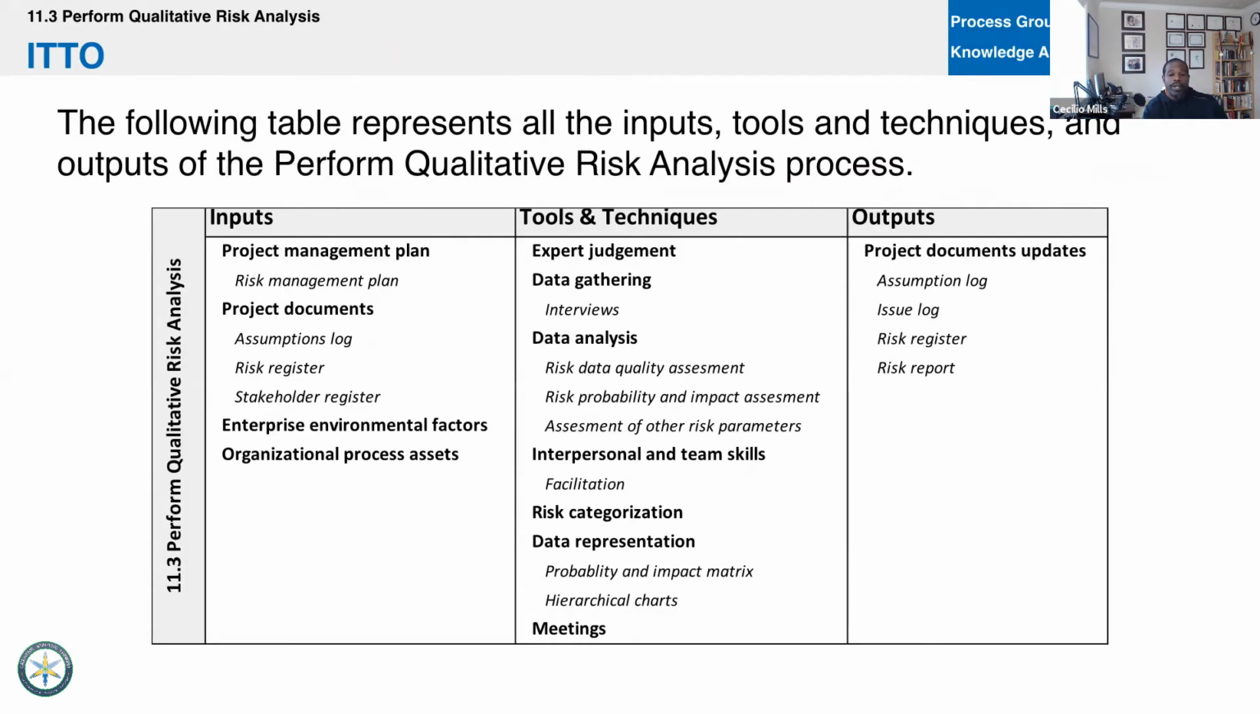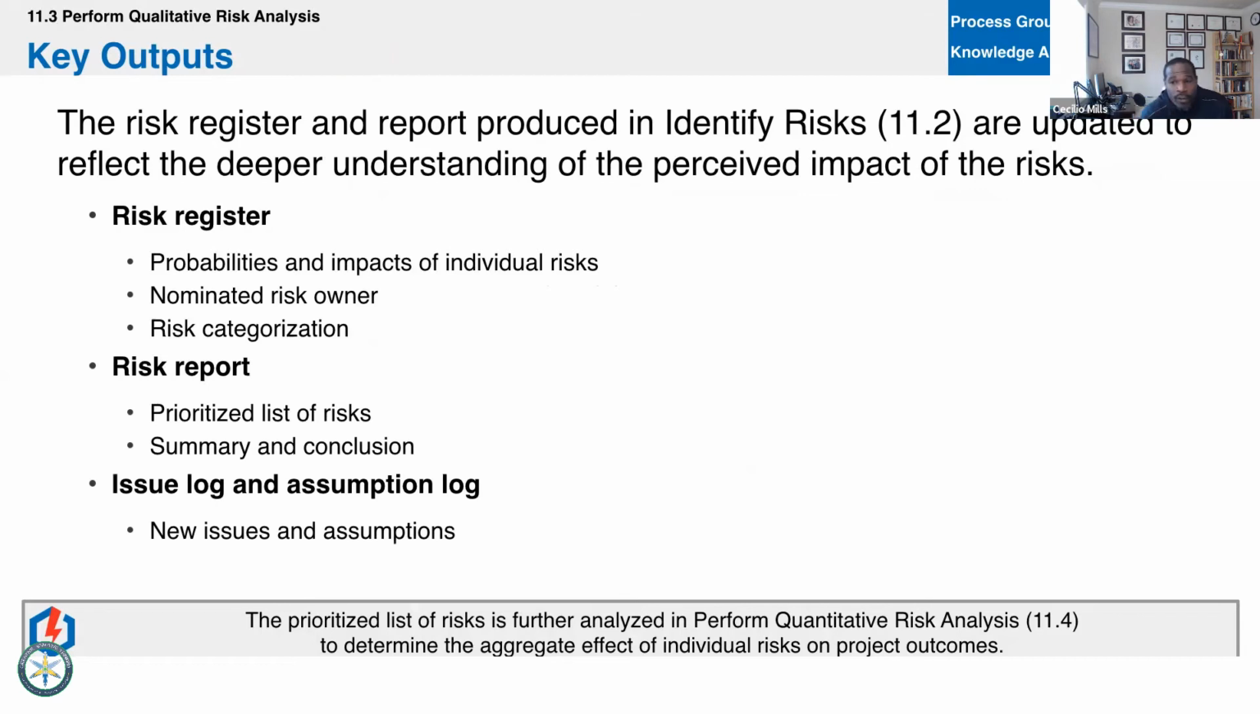All right, so here we are. We're updating the risk report. Those are the key outputs here. Now we're looking at the probability and the impact. We may nominate a risk owner, but the exam is definitely looking at probability times impact. That is the definition of qualitative risk analysis. We're also going to update this risk report.